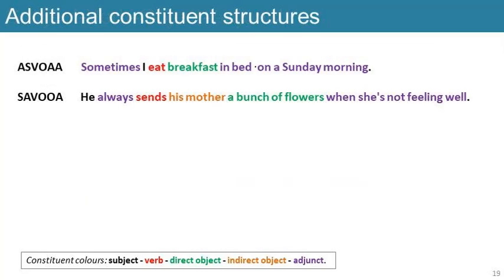The SVOA structure we have just been looking at is one of the 7 structures that are typically listed in grammar materials. However, there are additional structures that have adjuncts in different positions, or indeed have more than one adjunct. Examples are the ASVOAA structure, "sometimes I eat breakfast in bed on a Sunday morning," and the SAVOOA structure, "He always sends his mother a bunch of flowers when she's not feeling well."